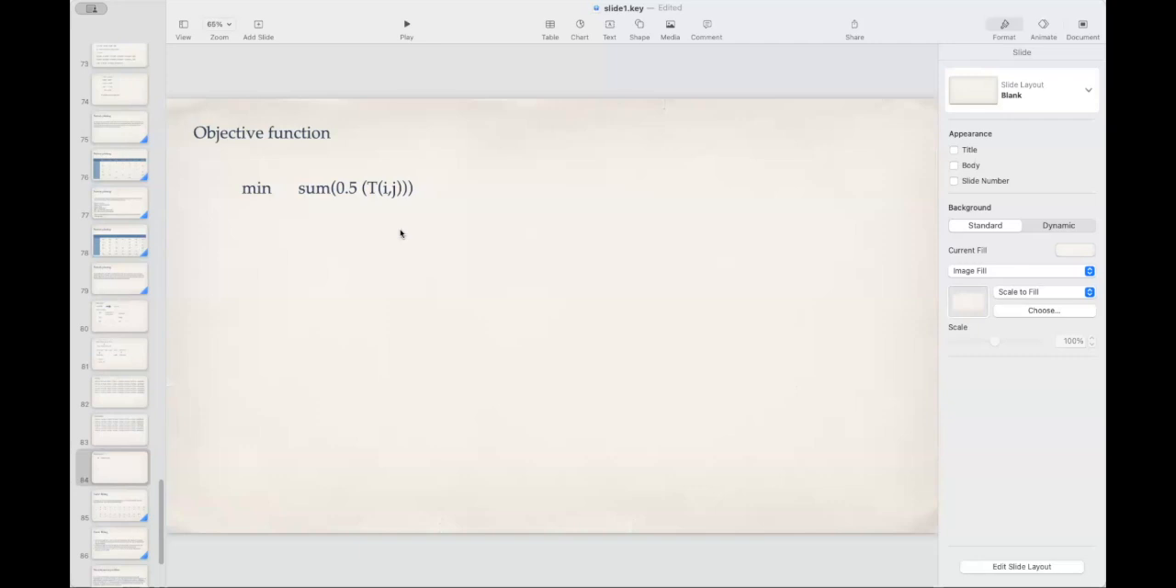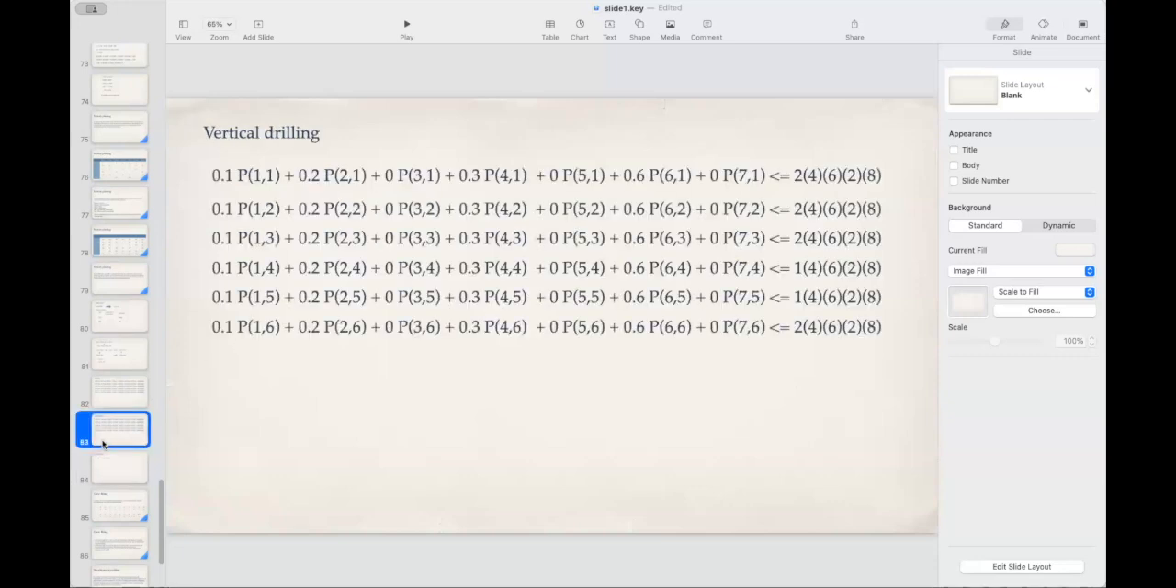And what else? Oh, we have not finished the horizontal drilling and other things. You have to do it by yourself.